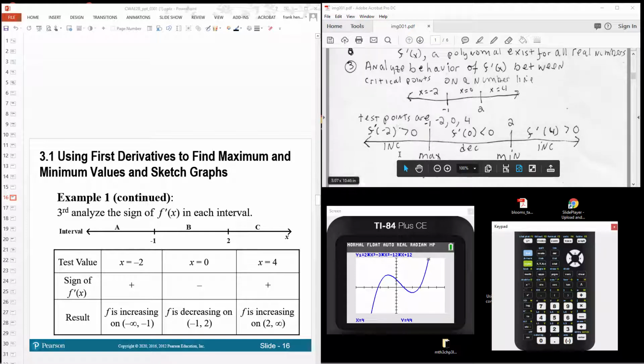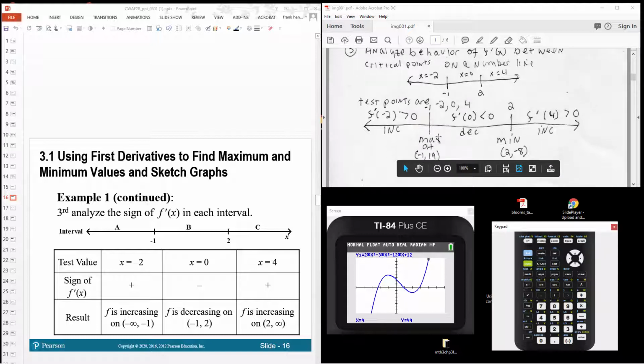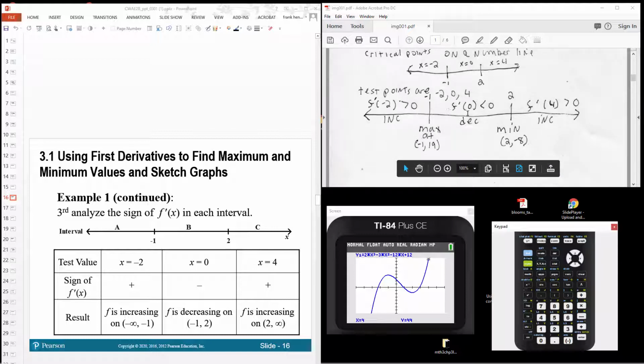So when I evaluate on the intervals, f prime of negative 2 is greater than 0. F prime of 0 is less than 0, so it's decreasing. Then f prime of 4 is greater than 0, so it's increasing. So what does that tell me? When it's increasing on one side of the critical point and then decreasing, I'm going to have a maximum there. When it's decreasing on one side and increasing on the other, I have a minimum at that location.